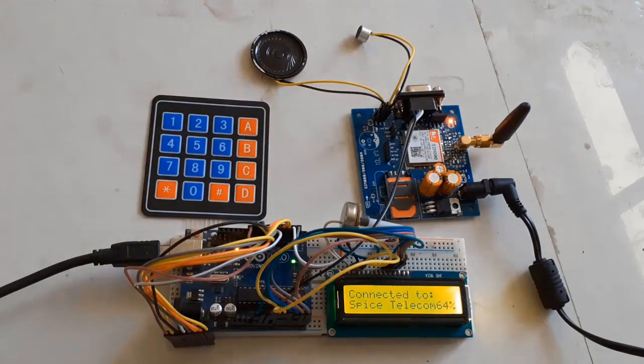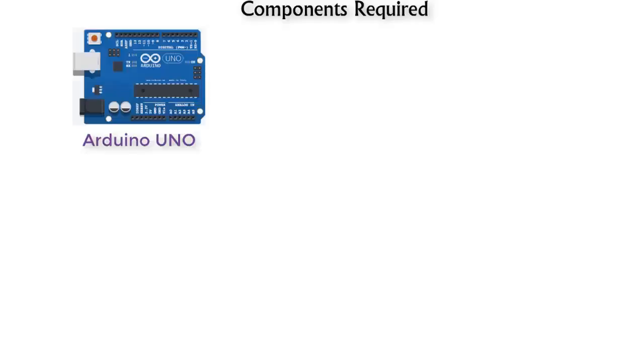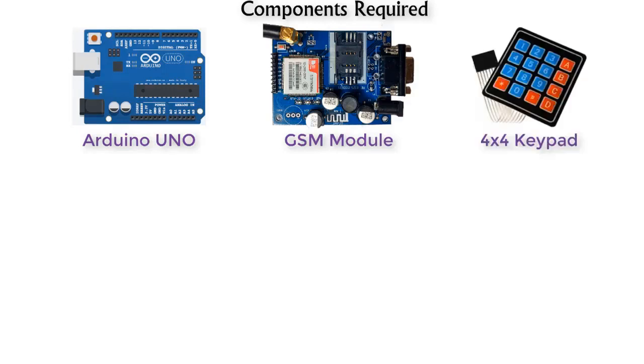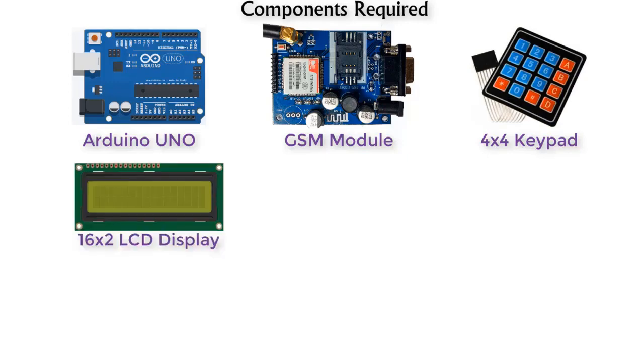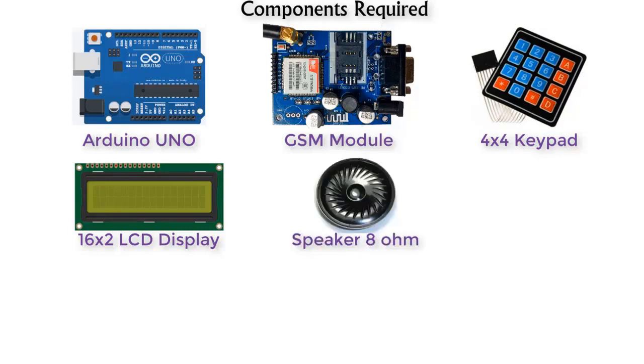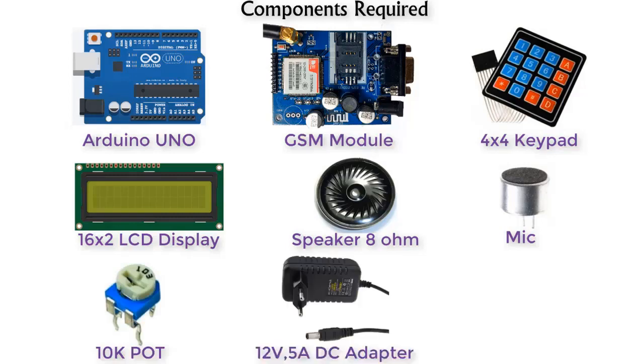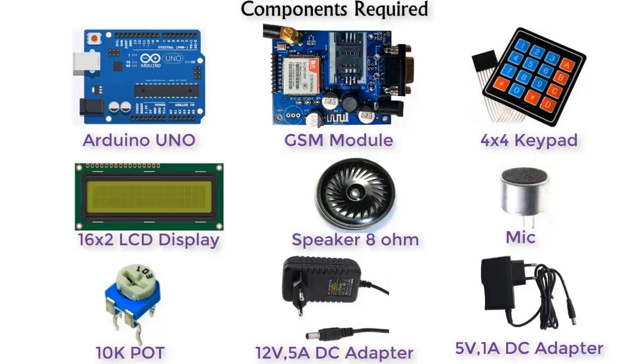So let's get started. Now for this we need the following components. The first one is the Arduino UNO board, and the second one is a GSM 800 or 900 module. Similarly, we need a 4x4 keypad, a 16x2 LCD for displaying the outgoing or incoming call or SMS, an 8 ohm 0.2 watt speaker, a simple mic for transmitting the sound, a 10k potentiometer for adjusting the contrast of the LCD. Similarly, a 12 volt adapter for supplying power to the GSM module, and a 5 volt adapter for supplying power to the Arduino UNO board.